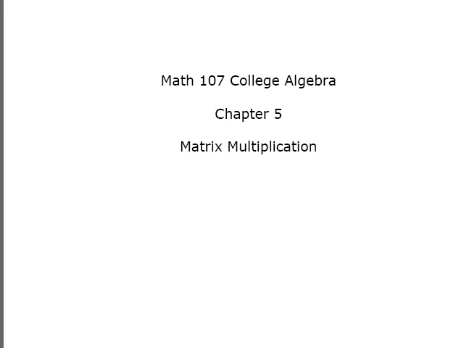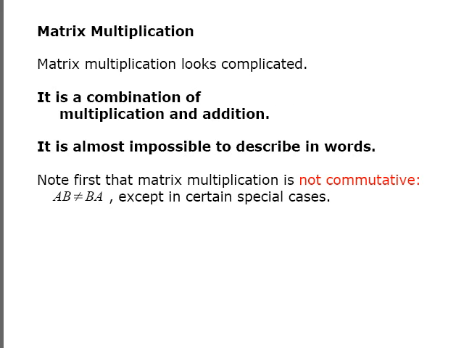In this lecture, I'll show you how to do matrix multiplication. That's a multiplication of two matrices. This is for Math 107, Chapter 5. Matrix multiplication is very complicated. It's a combination of multiplication and addition. And as I've written here, it's almost impossible to describe in words.